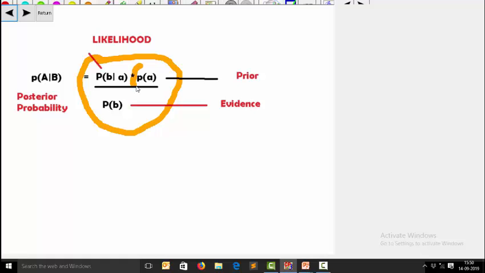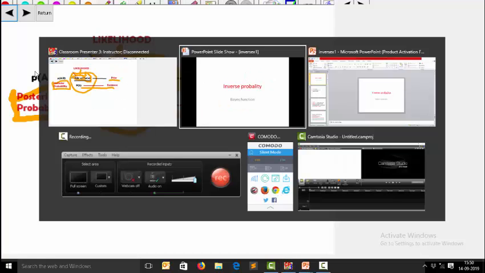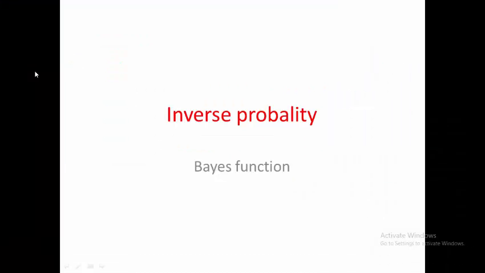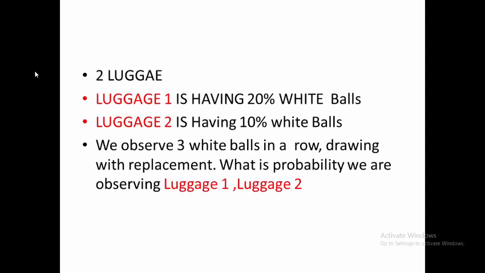Now this part is called the prior, while the bottom part is called the evidence, and this probability of B given A is called the likelihood, and the answer you get is called the posterior probability. So let's see an example where we will apply the Bayes function.